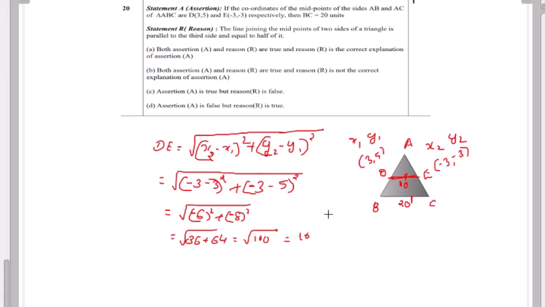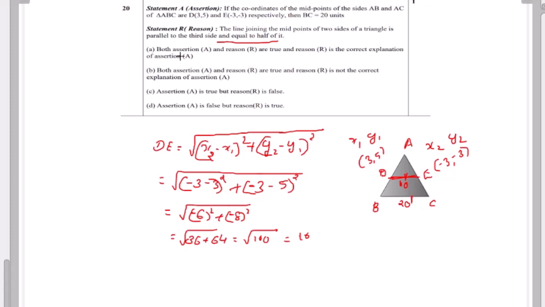So the same thing is given in statement R. The line joining the midpoints of two sides of a triangle is parallel to the third side, and equal to half of it. That means DE is parallel to BC and DE is equal to half of BC. It's correct, and it is the correct reason for the first one also, right? BC is 20 units as given and DE is 10, and DE is parallel to BC and DE is equal to half of BC.